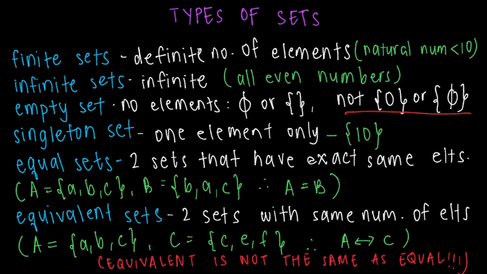There is only one empty set, and we either show it with the Greek letter phi or curly brackets with nothing inside. The sets underlined in red over here, that's curly brackets with 0 in it and curly brackets with phi in it, are not empty sets because they contain elements. A singleton set has one element, and equal sets are two sets with the exact same elements, but the order of the elements doesn't matter, as we can see from the example. Equivalent sets are two sets with the same number of elements, but the elements don't have to be the same. Don't confuse equivalent with equal.